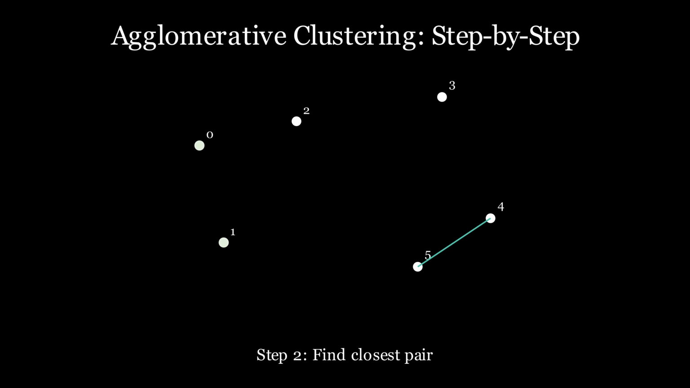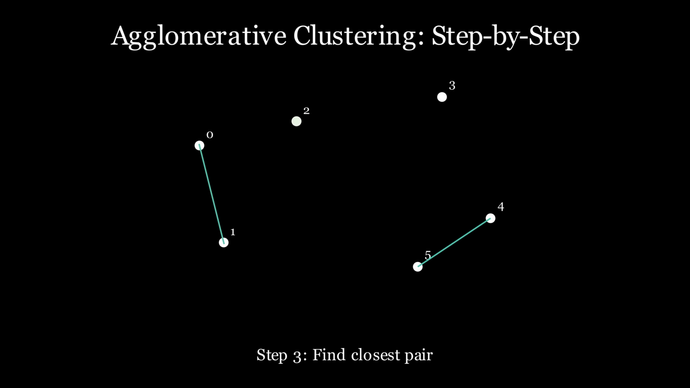We calculate distances between all pairs of current clusters using complete linkage. The minimum distance found is 2.06 between clusters 0 and 1. Now, we merge these 2 closest clusters into a single new cluster.